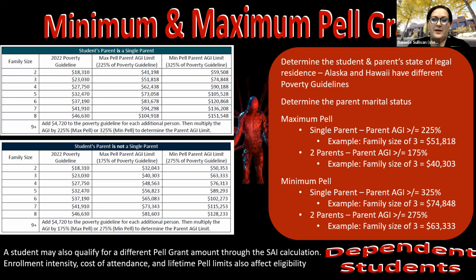And then you're going to determine the parent's marital status. Either the student is going to have one parent on the FAFSA or two, and you'll determine the parent marital status. Based on that, you can figure out how much Pell Grant they're going to receive. This is really going to help us at financial aid nights, because if a parent gives us the number in their family and their AGI, we can quickly tell them if they're going to qualify for a Pell Grant.